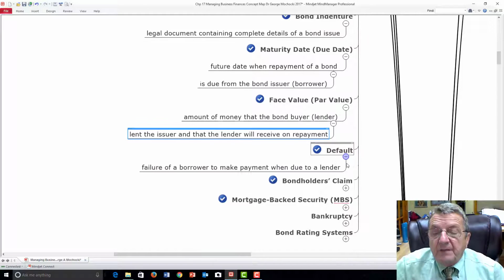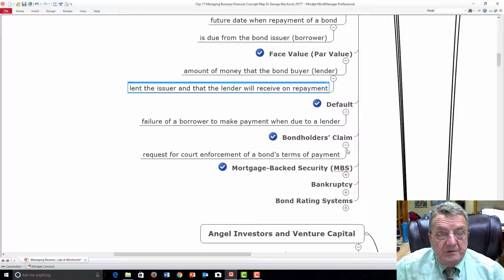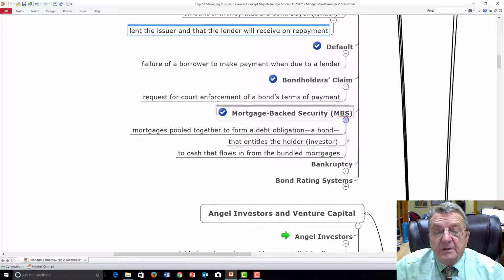Okay, default on a bond. Failure of a borrower to make payment when due to a lender. It tells me what the ramifications are. Request for court enforcement of bond terms. Bondholders' claims, you've got a claim, just like the credit company and mortgage: hey, you haven't paid, we're going to put in a foreclosure, what do we get in here?